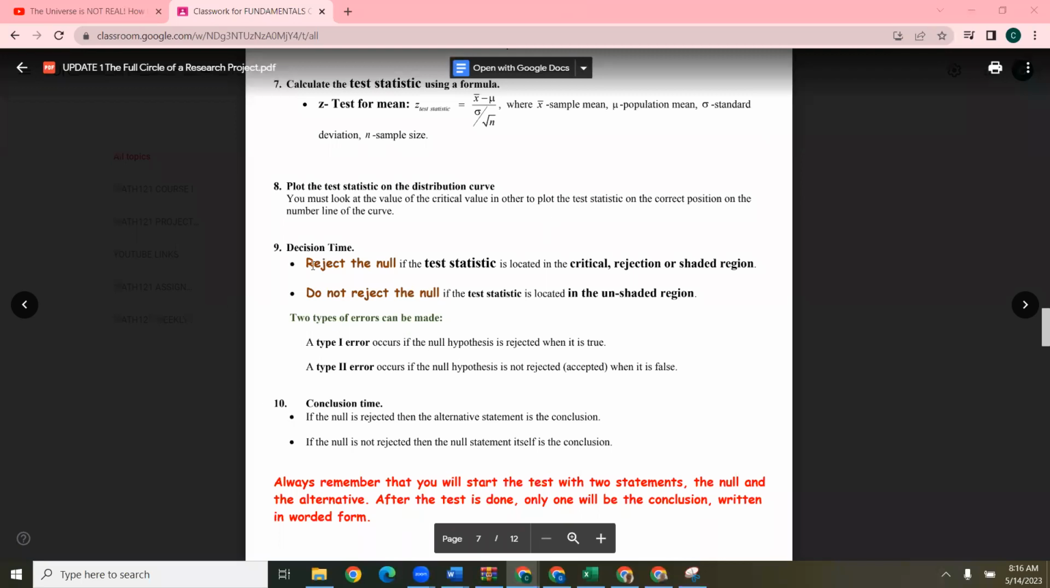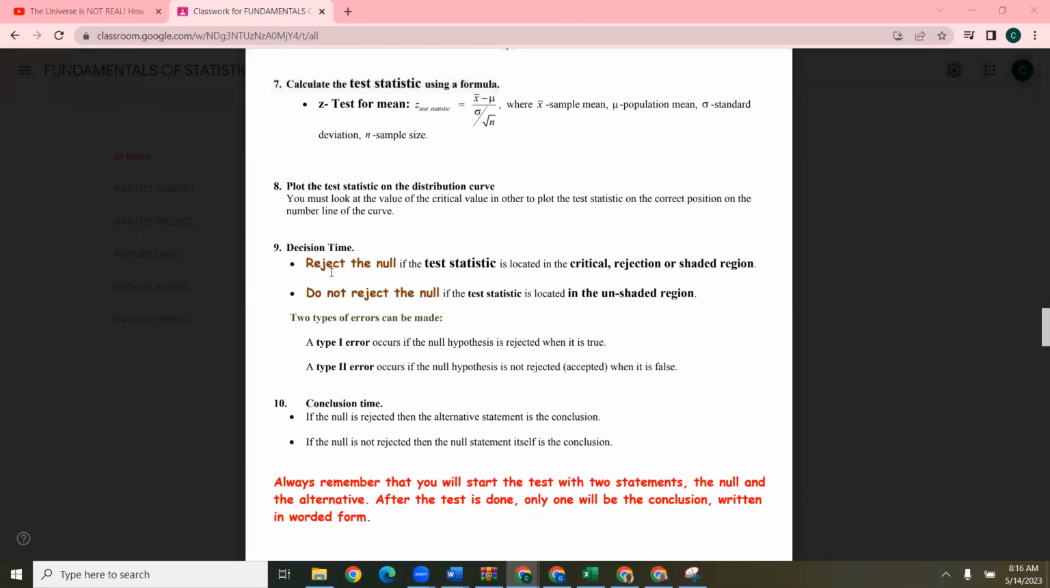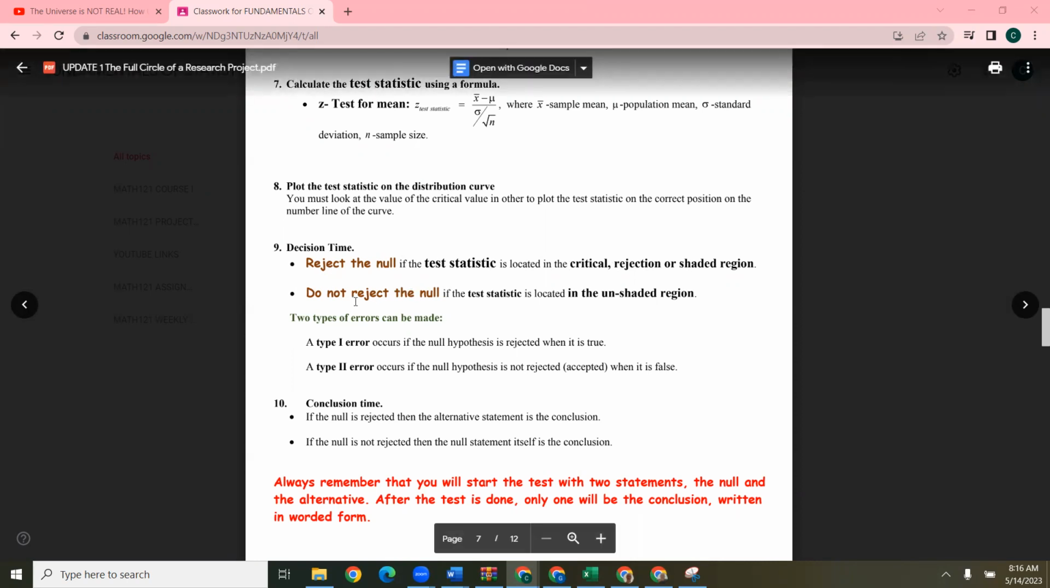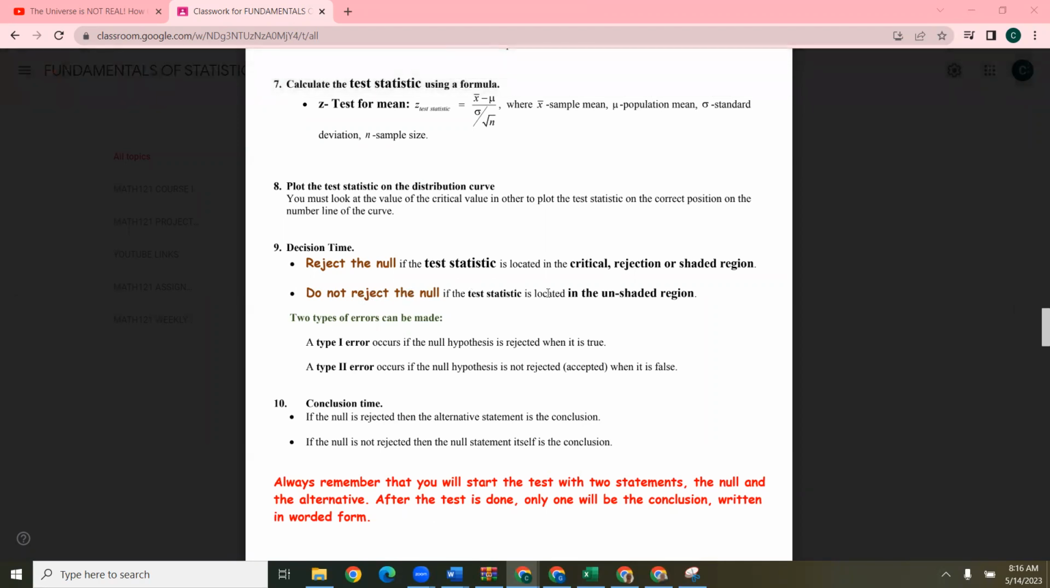So now we move on to step number 9. It says decision time. You reject the null if the test statistic is located in a critical rejection or shaded region, or you do not reject the null if the test statistic is located in the unshaded region. There are two errors that can be made. We'll talk about it after. The type 1 error occurs if the null is rejected when it is true, and the type 2 error occurs if the null is not rejected when it is false.